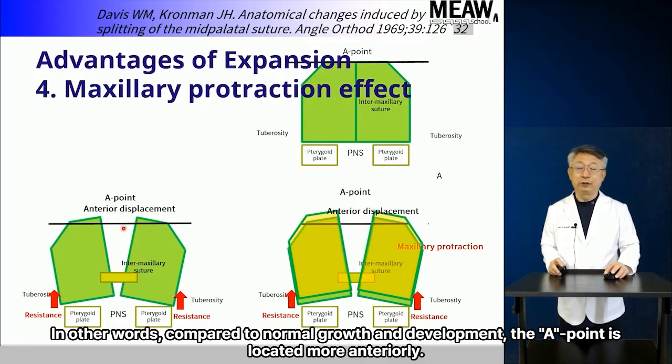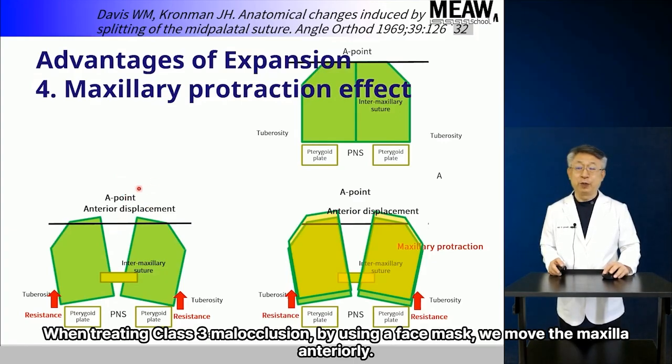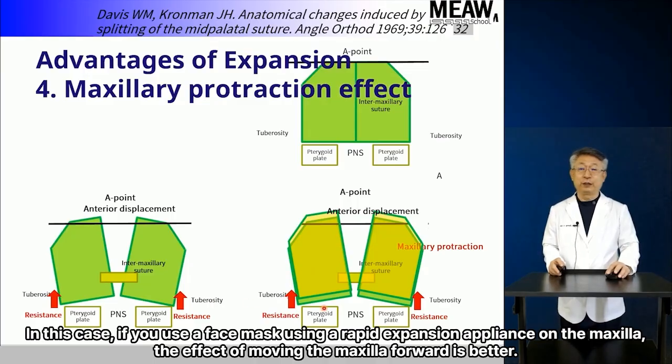In other words, compared to normal growth and development, the A point is located more anteriorly. In the case of Class 3 malocclusion, it is beneficial for treatment. When treating Class 3 malocclusion, by using a face mask, we move the maxilla anteriorly. In this case, if you use a face mask with a rapid expansion appliance on the maxilla, the effect of moving the maxilla forward is better.